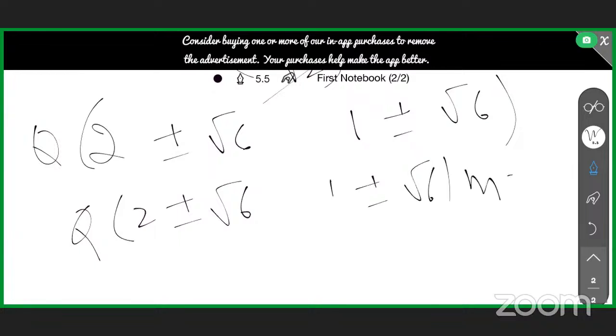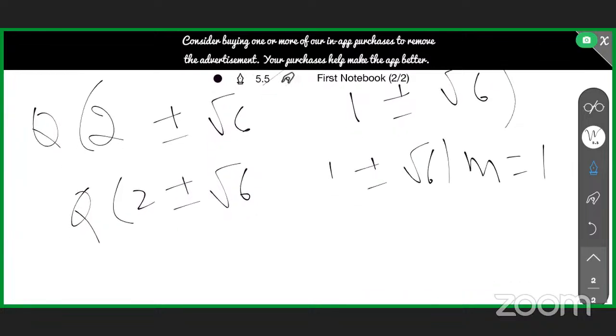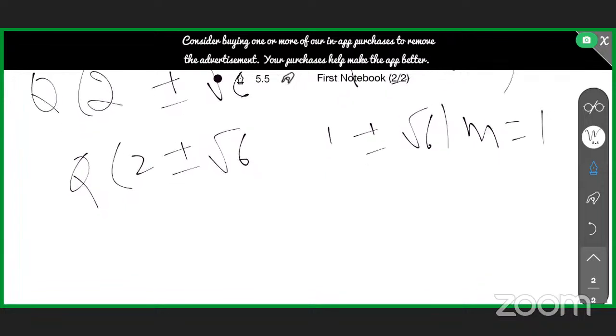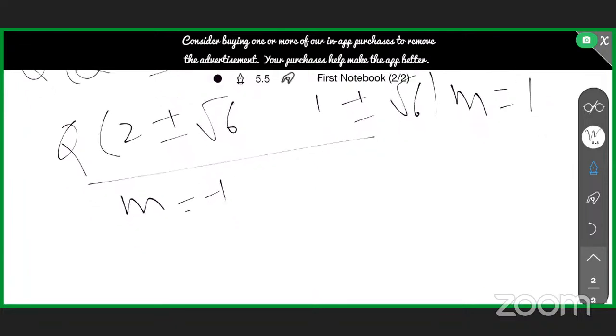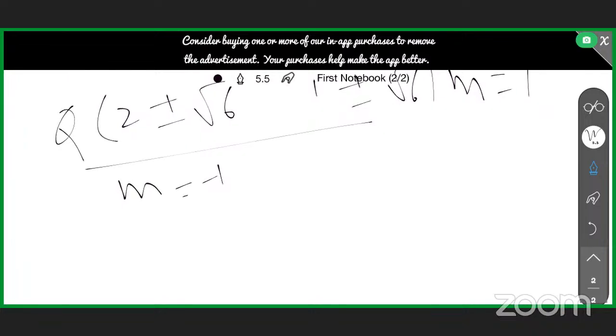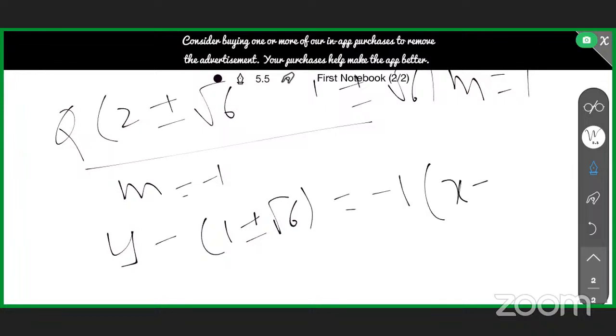With this, I have got a slope. What is my slope? Earlier I told my slope is 1. They are telling my line Q is passing through this point and is perpendicular to the given line. That means the slope will become minus 1. Therefore, by the point-slope form, y minus of 1 plus or minus root 6 is equal to minus 1 into x minus of 2 plus or minus root 6.